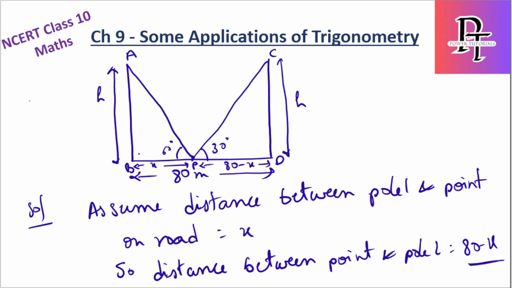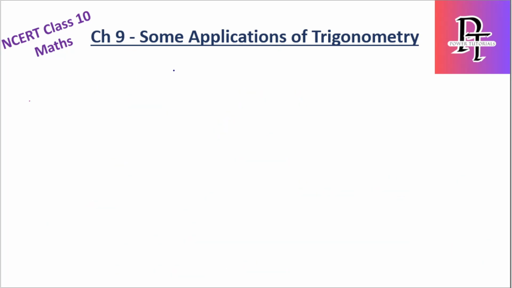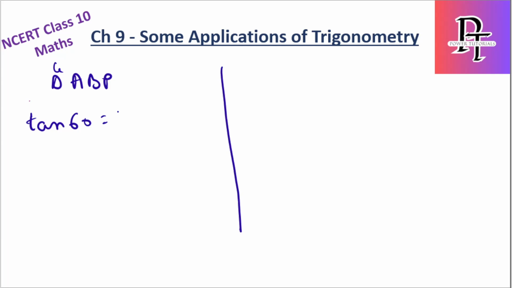So let's solve the triangles and use trigonometry, which is tan theta here. If I take triangle ABP, let's draw two triangles, triangle ABP. For triangle ABP, I can use tan 60 is equal to opposite, h, over adjacent, x. What is tan 60? Tan 60 is root 3, equal to h by x. So we got one relation between h and x, which is h is equal to x root 3 meters.